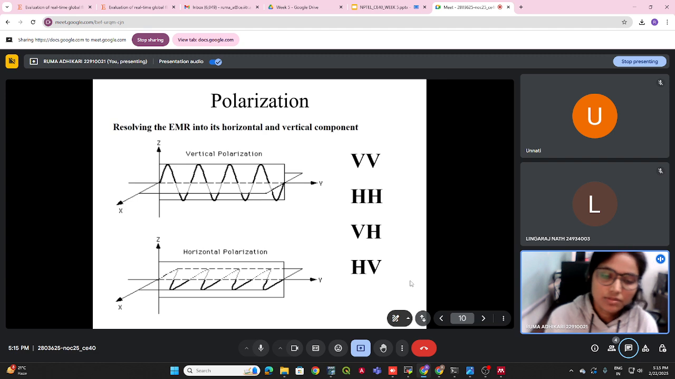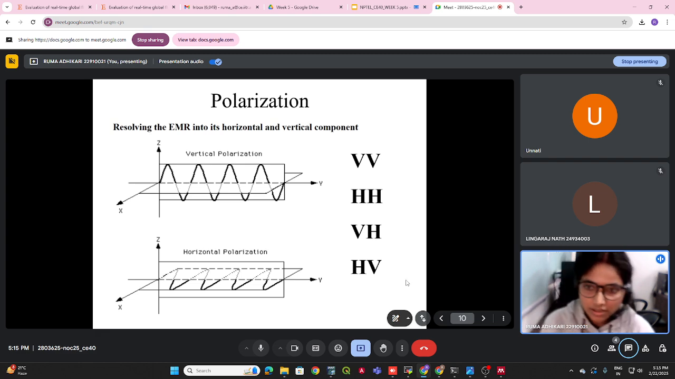So here comes the polarization. So we will discuss today one of the properties of SAR image, synthetic aperture radar image, that is polarization. It has one distinct property, and the study of this property is polarimetry. And what is actually polarization, and how is it useful in our application.